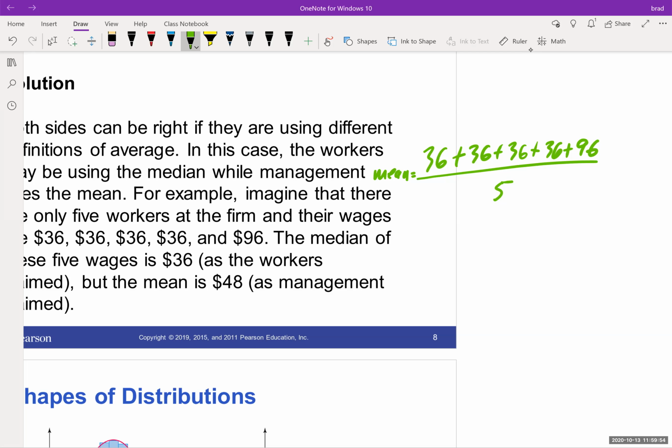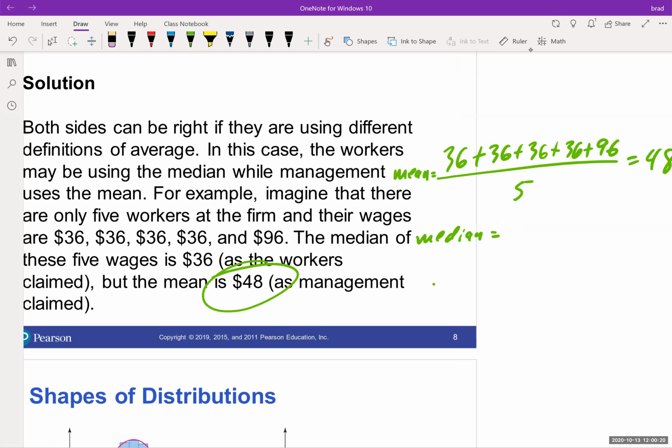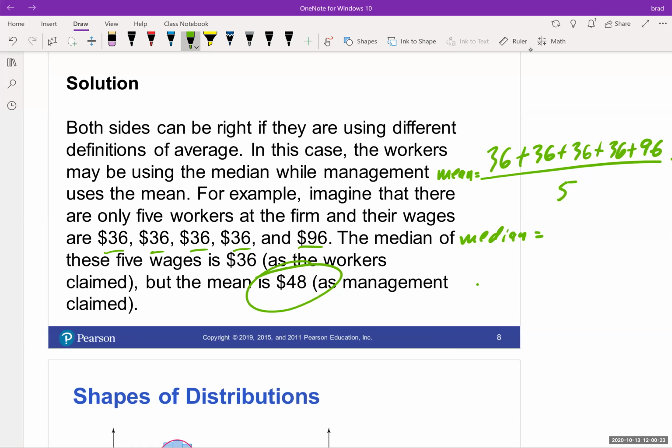So I'm going to take out my calculator, and I'm going to do 36 plus 36 plus 36 plus 36 plus 96. And then I'm going to divide that by 5, and I get 48. Okay, so that's where the management is getting 48. But if you're talking about the median, which is also supposed to estimate the center, 36. Here's a list of 1, 2, 3, 4, 5 numbers. So 2 on the left, 2 on the right. What's the number in the middle? 36. So that's where they got this number from.